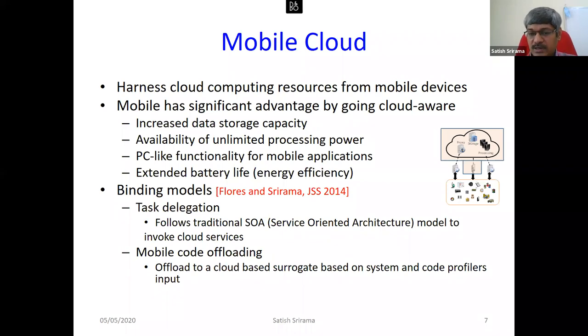Theoretically, these concepts are not completely new. For example, in distributed processing, people who know about RMI and remote procedure calls will recognize these fundamental concepts. The technology is revisited to address a particular challenge again and again. This is a very interesting thing to remember. That's about the mobile cloud.